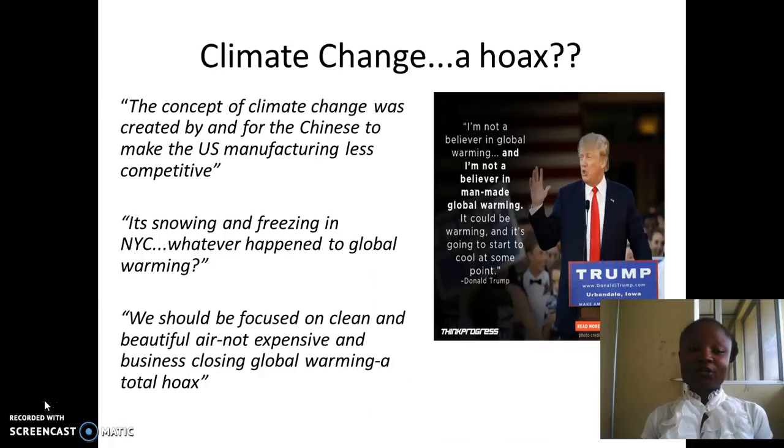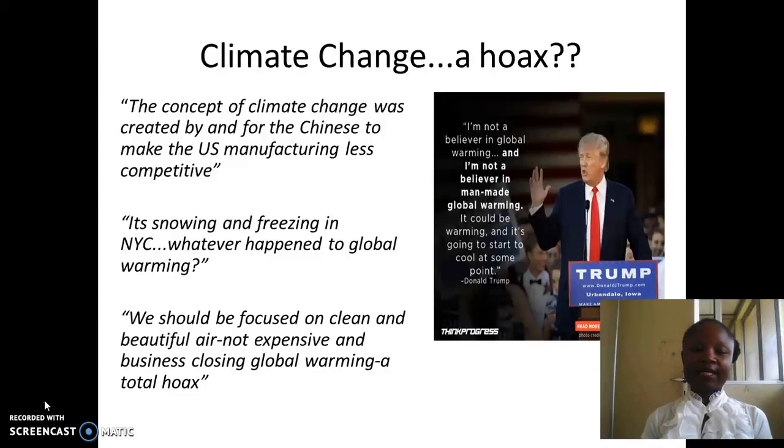Now, we can never talk about climate change and not talk about Donald Trump. Donald Trump does not believe in climate change. He believes that climate change is a hoax, which was introduced by the Chinese. So it is important for us to look at this, because Donald Trump is the president of one of the most famous countries in the world, and how he looks at climate change also affects other countries which are underdeveloped. For example, these are some of the comments he made on his Twitter account.